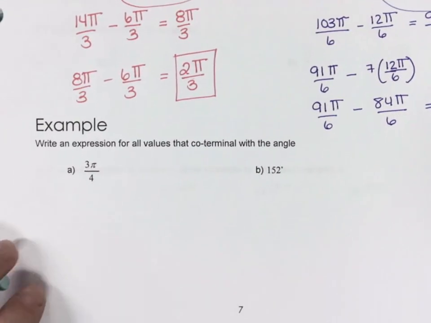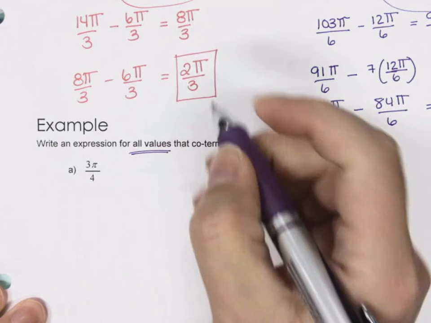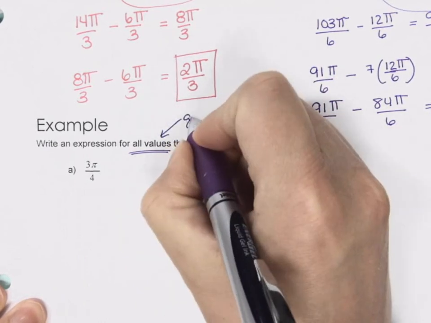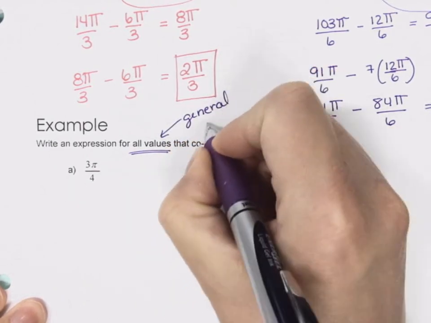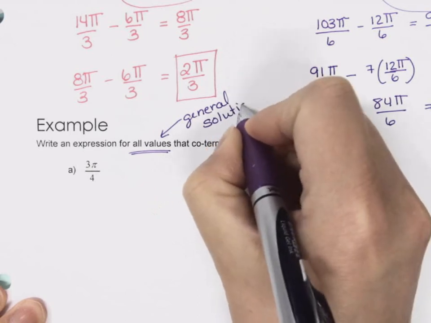Ooh, general solutions. Are you guys ready for this? Okay, here we go. Big deep breath. All values. This is called a general solution.